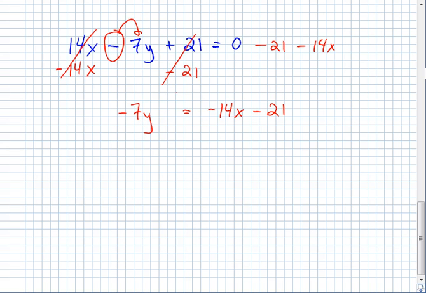Okay, so the last thing you have to do then is divide everything by negative 7. And this is where people get mixed up with their signs. Negative 7y divided by negative 7 is just y. And negative 14x divided by negative 7 is 2x, and negative 21 divided by negative 7 is actually plus 3. So it's going to be plus 3 there. And there's the equation: y equals 2x plus 3.